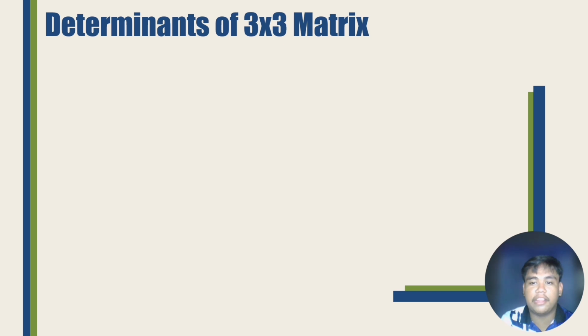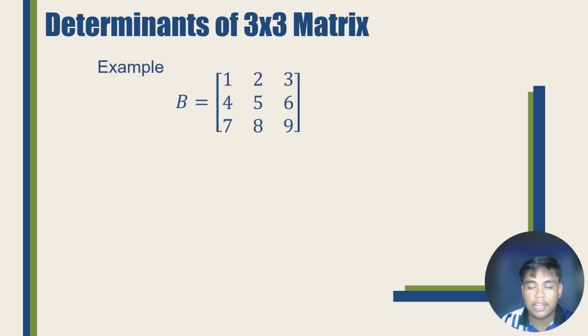Now we will find the determinant of a 3 by 3 matrix. Given matrix B whose elements are 1, 2, 3, 4, 5, 6, 7, 8, 9. This is a 3 by 3 matrix because it has 3 columns and 3 rows. We can find this determinant by simply following the formula that we have earlier.